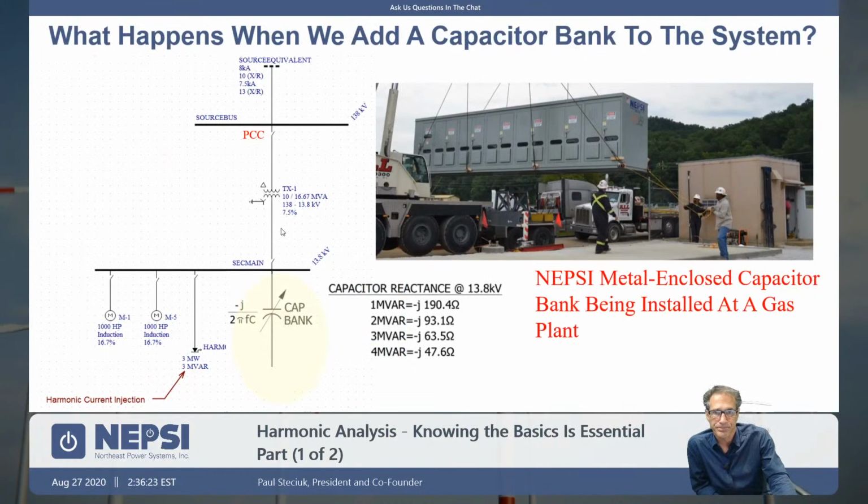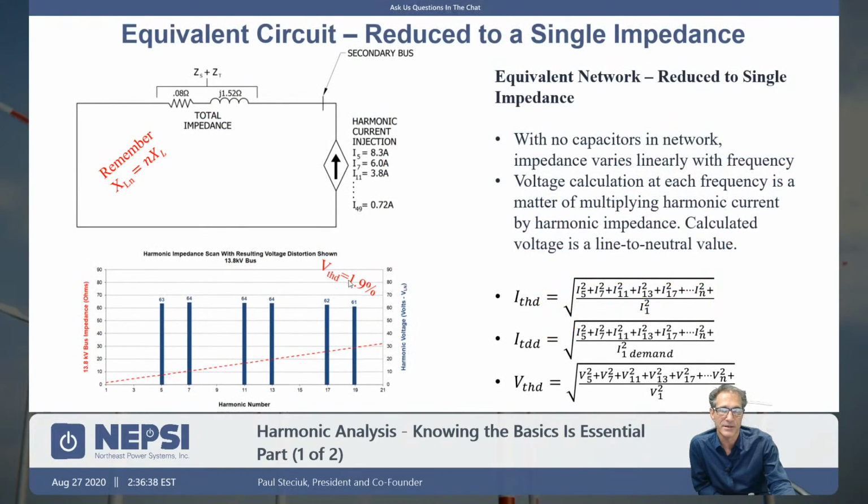Okay, so let's talk about what happens now when you add capacitors to the system. And this is really the thing that we see the most. For the most part, when you do harmonic analysis, if it's just a straight impedance, very, very often you will not have a harmonics problem. It takes a capacitor or capacitance in a network to really create the problem. And this isn't always the case.